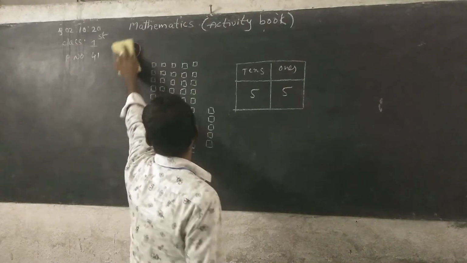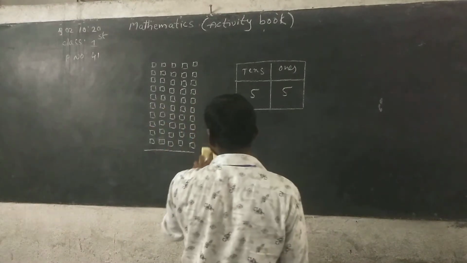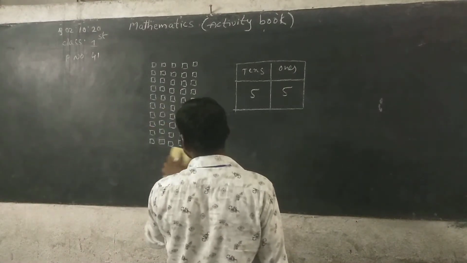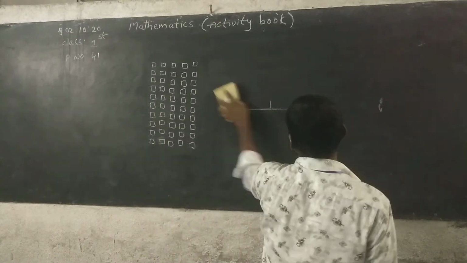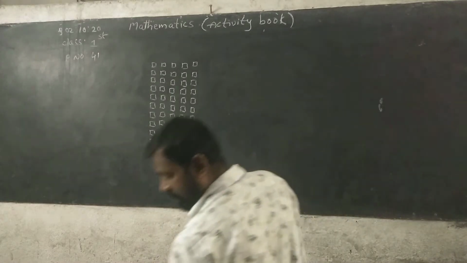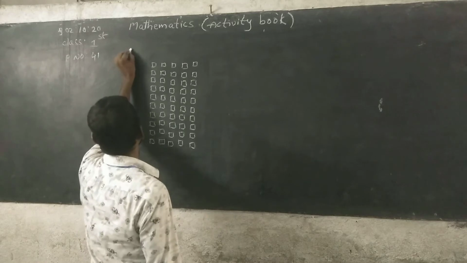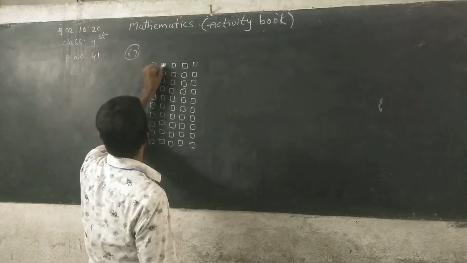67. So 67 means what, beta? How many piles can you make? 6 piles. 67. So 1, 2, 3, 4, 5.